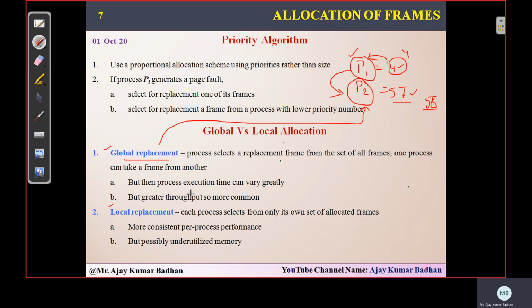What is the drawback here? The execution time will increase. Why? Because you are trying to access a page of P1. How many pages are left? P1 is having 3 pages. So 3 pages, he has to make sure that 10 pages are executed using 3 frames. It's highly difficult, right? So what exactly is going to happen is the page faults will increase.